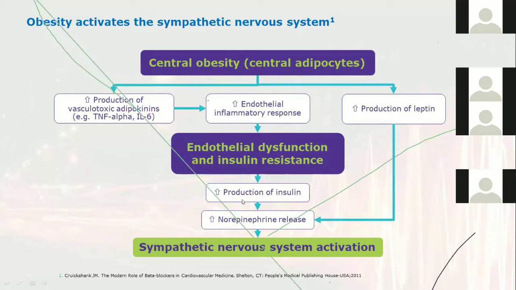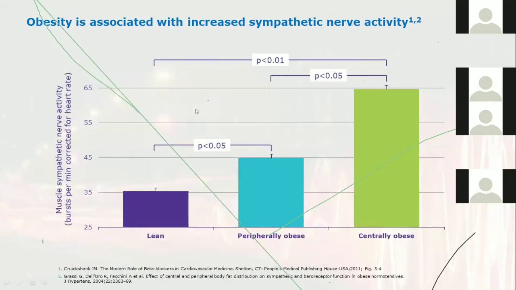Just as information, what I would like to pass on is that those individuals who are obese and unfortunately contract COVID-19 and are put on a ventilator, their prognosis is worse than those who have a normal body mass index. Now, when we look at the sympathetic nerve activity, we'll find that it is increased in those who are centrally obese. It is also there in peripherally obese, but it is least in those who are lean, who are thin.